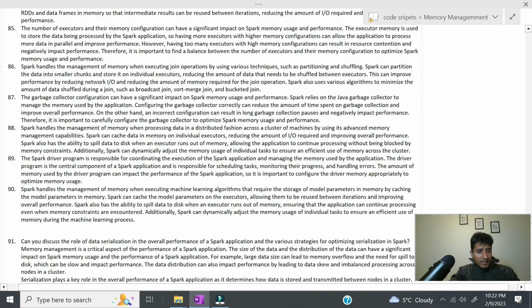Let me quickly see. Okay, let's see the garbage collection one. What is the importance of garbage collection, how is it done? Garbage collector configuration can have significant impact on Spark memory usage and performance. Spark relies on the Java garbage collector to manage memory used by the application. Configuration of the garbage collector can reduce the amount of time spent on garbage collection.